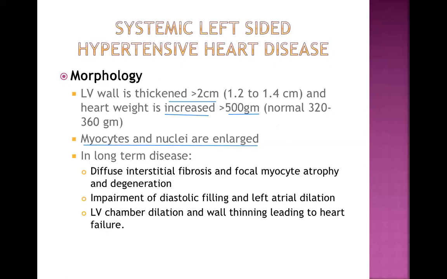Myocyte, we're talking about cardiac myocyte or cardiac muscle, and nuclei are enlarged because of the hypertrophy. In long-term disease, over a period of time, there is diffuse interstitial fibrosis and focal myocyte atrophy, as well as degeneration. Some of the myocytes will die away. There is impairment of diastolic filling, and now because of the reflection of pressure backward, there is left atrial dilation as well. I told you this point so many times.